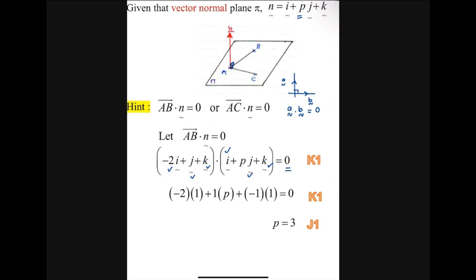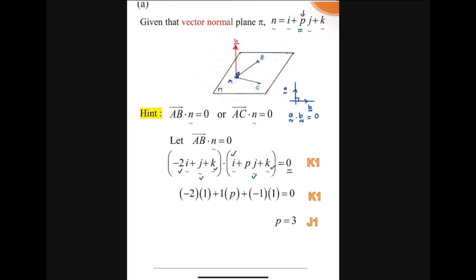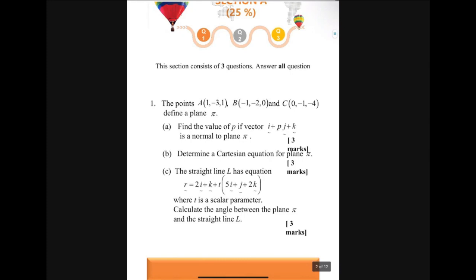Then simplify this. We get the value of p is 3. Okay, that's for the first question. Now moving on to the second one. We have to determine the Cartesian equation of a plane. Referring to this part, we have to find the equation of a plane. Back to the basics, if it's the equation of the plane, we have a fixed formula: r dot n must be equal to a dot n.